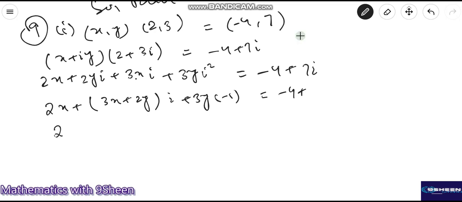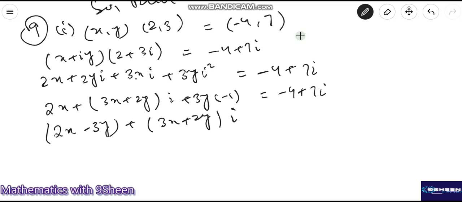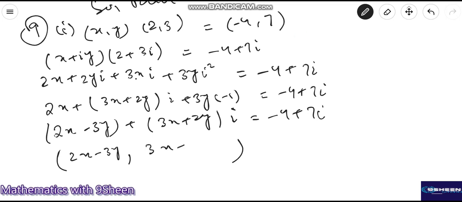That's why your real part will be 2x minus 3y. It's your real part. And imaginary part is (3x plus 2y) iota. On the right it is minus 4 plus 7 iota as it is. Now we can write in this form in terms of real and imaginary. Real part is 2x minus 3y, imaginary part is 3x plus 2y. Similarly, you have minus 4 real, imaginary 7.